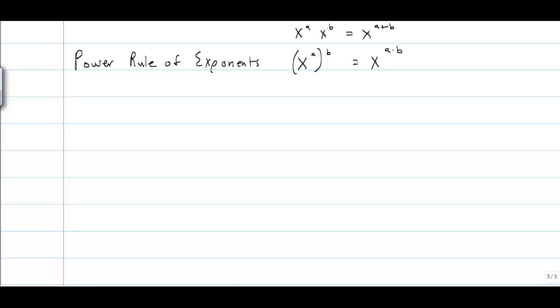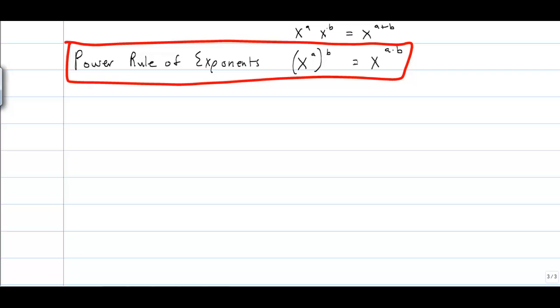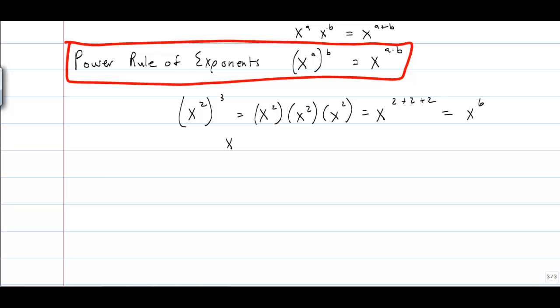So if you think about order of operations, what comes first is exponents, then multiplication, then addition. So what happens with these exponents is it sort of drops down a level. What was multiplication becomes addition, and now what was a power becomes multiplication. So this is our power rule of exponents. And let's see this out. If I had x squared to the 3rd power, this is equal to x squared times x squared times x squared, which would be x to the 2 plus 2 plus 2, or x to the 6. And now with our power rule, we see this is the same thing as x to the 2 times 3.